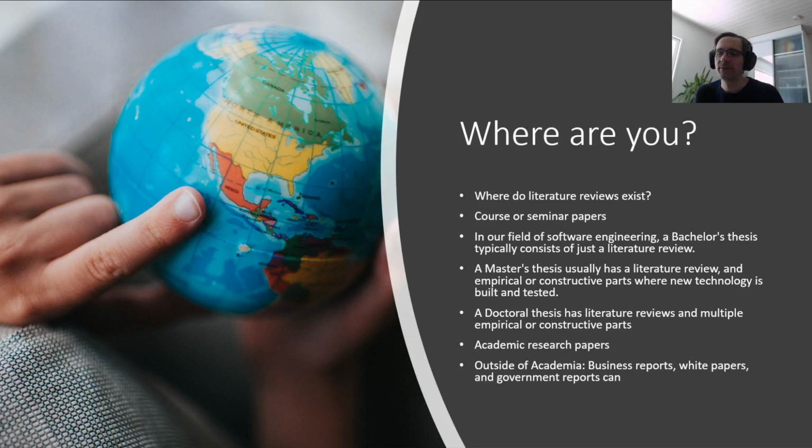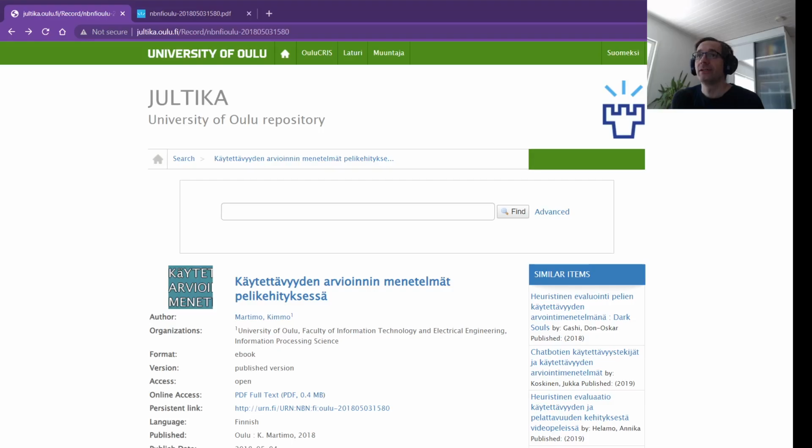Where do literature reviews exist? They exist in student works done in course or seminar papers. In our field of software engineering, a bachelor's thesis typically consists just of a literature review. This is a bachelor's thesis of a particular student. It is about usability evaluation methods in game development. It is publicly available in the Jultika University of Oulu repository.